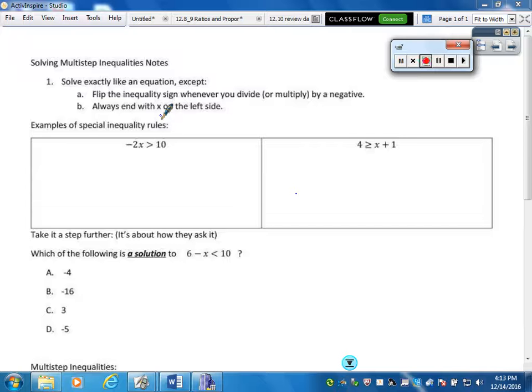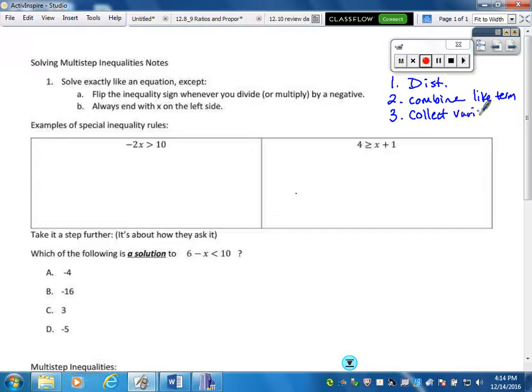To remind you about multi-step equations, remember we always start with distributive. If there are parentheses, you distribute. Then we combine any like terms on the same side. After that, we need to make sure that we have all our variables together, so collect variables. Add and subtract to get those together if you have more than one. And after that, you should just have a two-step equation, which you can do in your sleep.